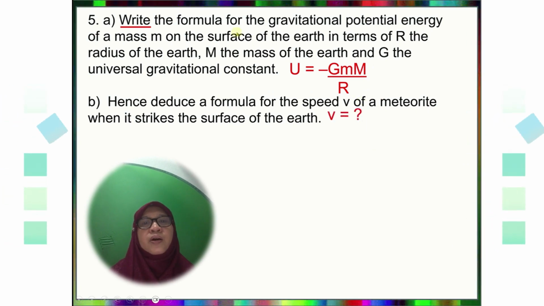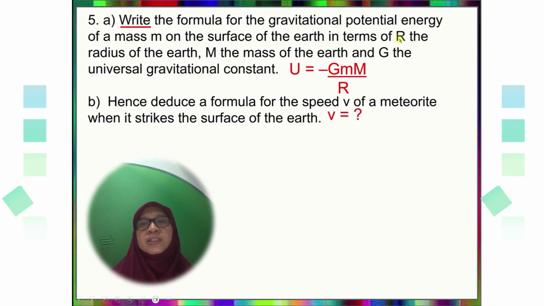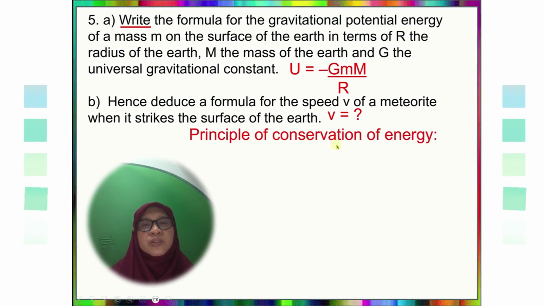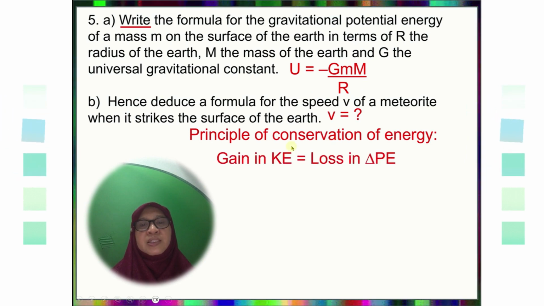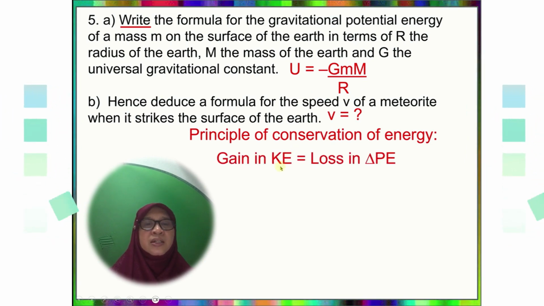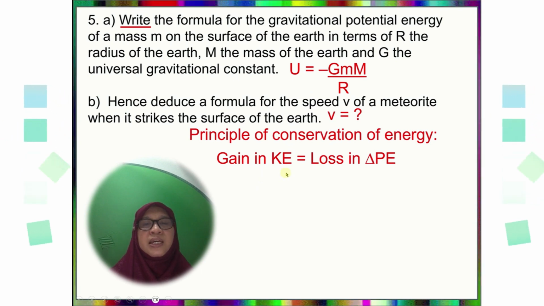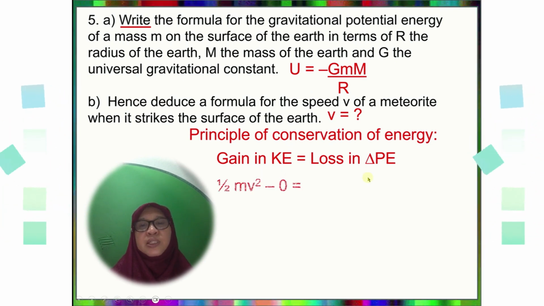Okay, so on the surface, the distance is r, the radius of the earth. Okay, next we are going to find B. So we use the principle of conservation of energy, same as question 4 just now. So we use gain in kinetic energy equals loss in potential energy.